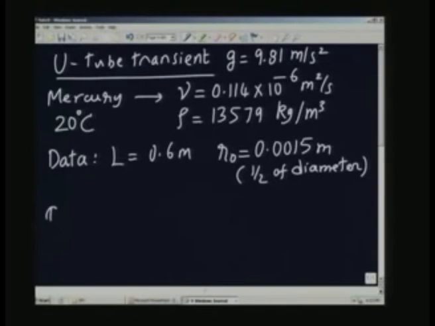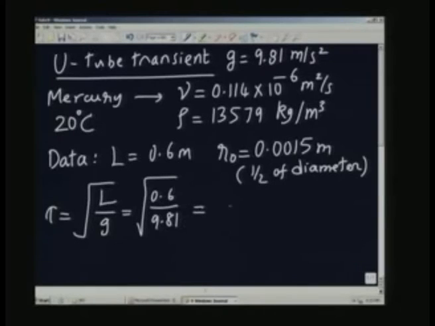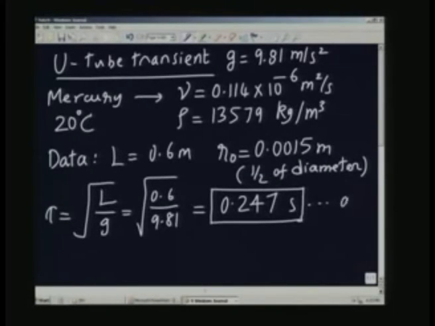So, I can calculate immediately the characteristic time, which is square root of L by g, square root of 0.6 divided by 9.81. This comes to 0.247 second. So, the length of the column is 0.6 and the characteristic time for the system is 0.247 second. This is the one answer we wanted, we will call it A.